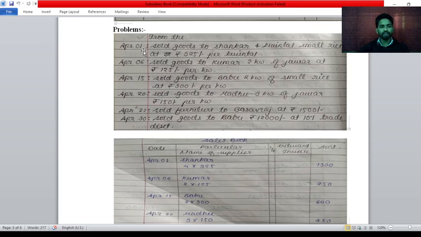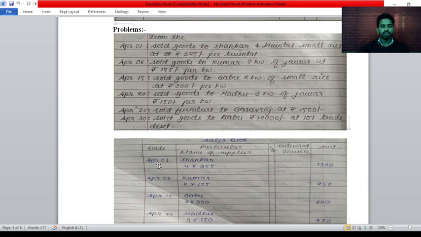From April 1st, sold goods to Shankar, 4 quintal small rice at rupees 325 per quintal. It means the business sold goods to Shankar, 4 quintals of small rice at rupees 325 each quintal. It is a sales transaction, and a credit transaction, because the word cash is not mentioned and a particular name is given.